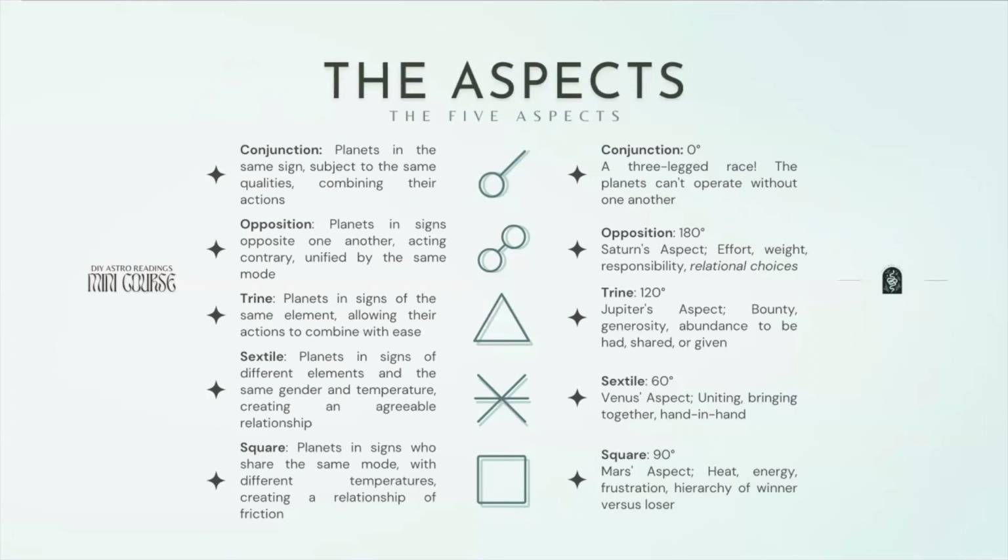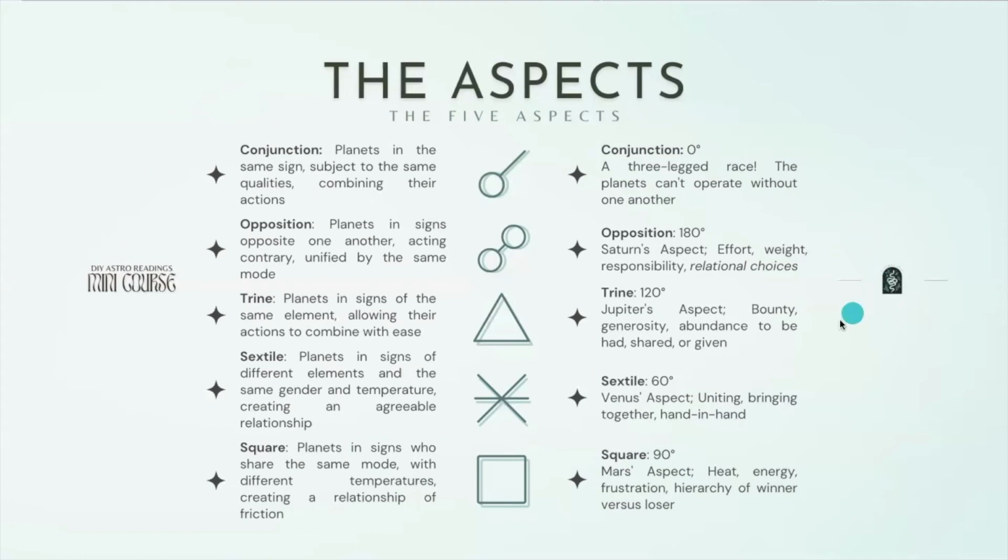And each of these aspects, not including the conjunction, is ruled by, in a sense, different planets. So Saturn is the de facto ruler of oppositions, because it's all about relational choices and that term again, responsibility. A good analogy for this is balancing something either on scales or on a seesaw. And usually it means that there's a choice that needs to be made.